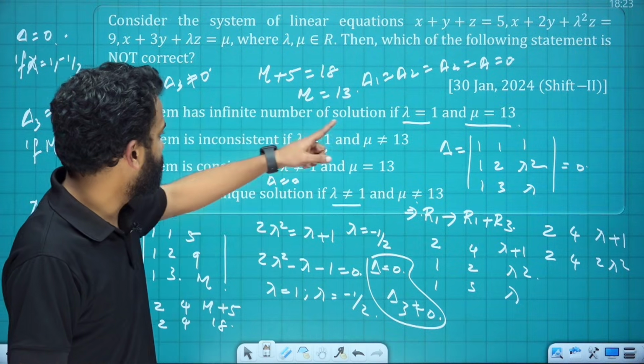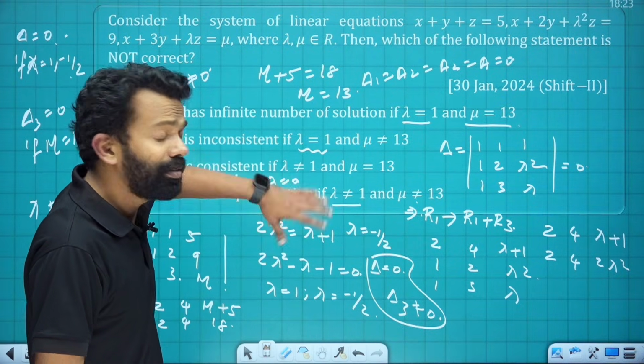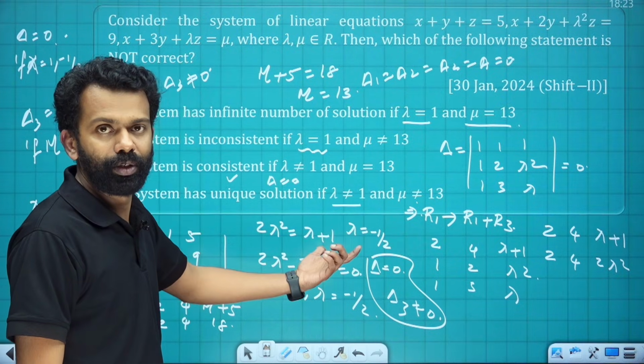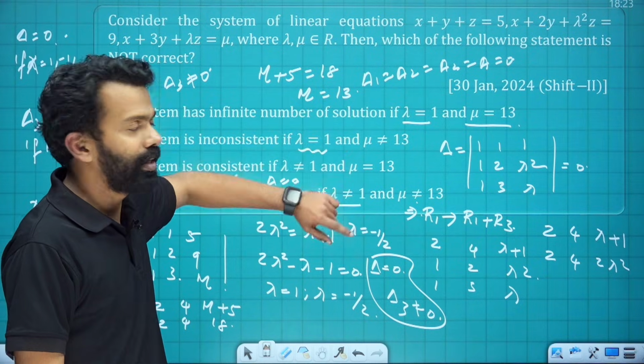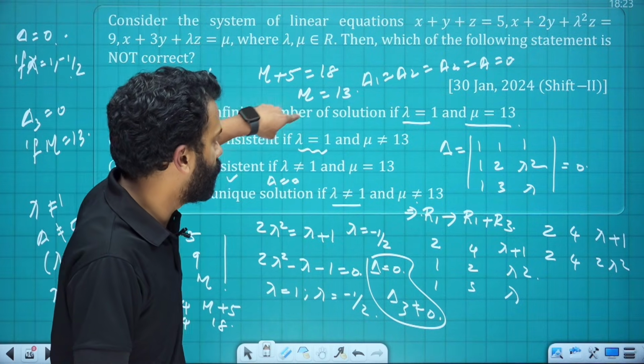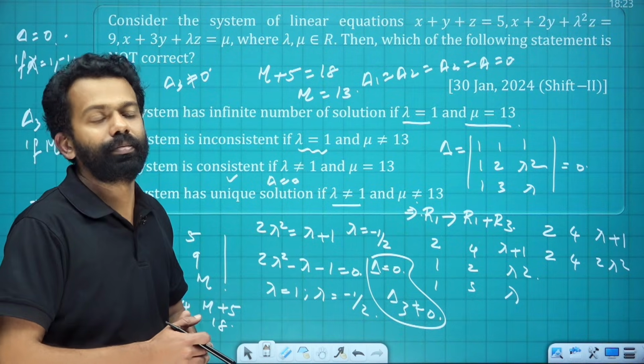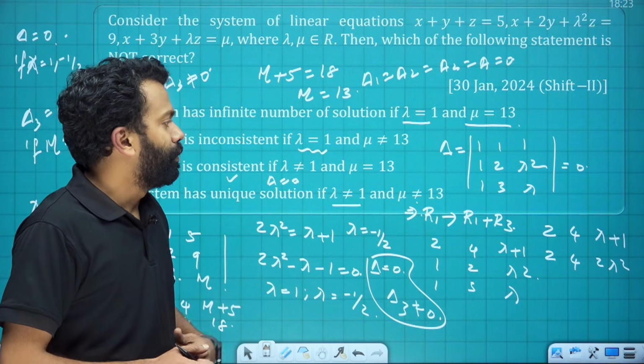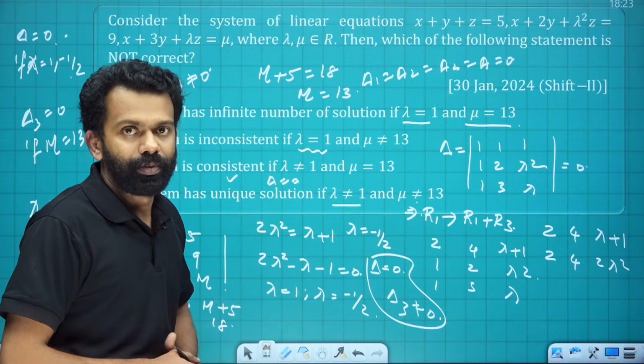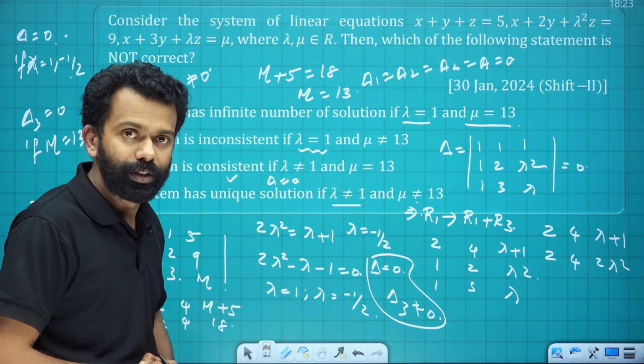If you look at the options here, they haven't said anything about lambda equal to minus 1 by 2. That is the tricky part of this question. They have only focused on the value of lambda equal to 1. And that's why most students get these types of questions incorrect. So be careful with this one.